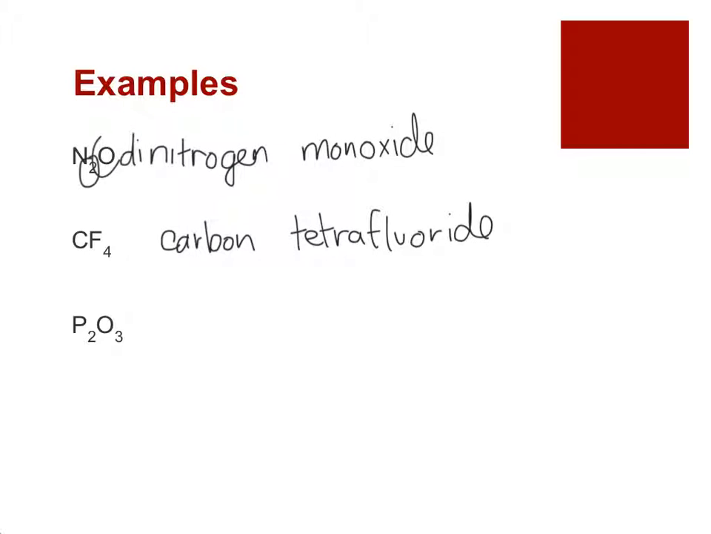Now finally, our last example, P2O3. We've got 2 phosphoruses, so that's diphosphorus. And 3 oxygens, meaning trioxide.